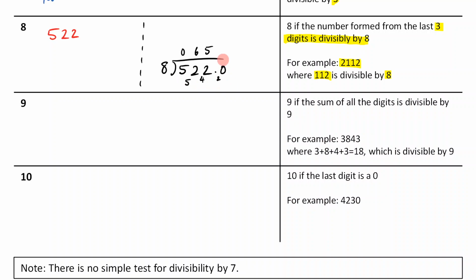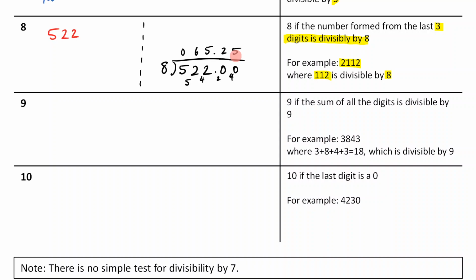How many times is 8 going into 20? Well, that's going to be 2 because 8 2s are 16. That leaves me with 4. How many times is 8 going into 40? 8 goes into 40 5 times. So my answer is going to be 65.25. That took some time and it was a little bit tricky, I suppose.